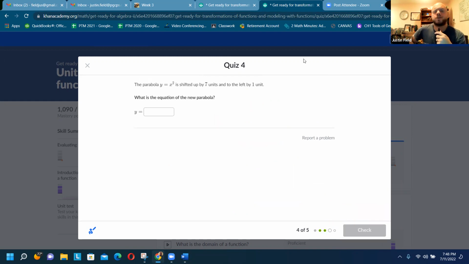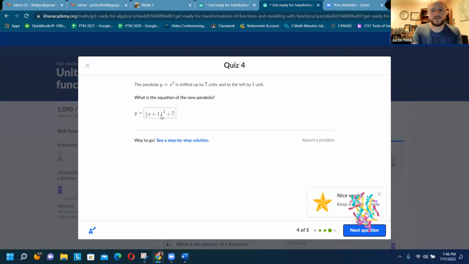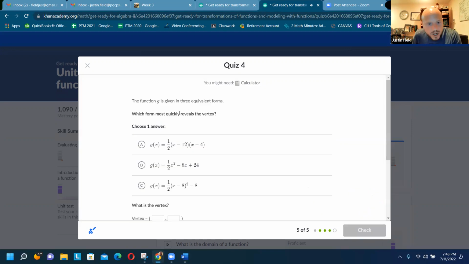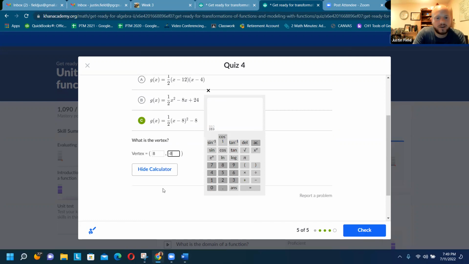The parabola y equals x squared is shifted up 7 and left 1. Okay, so I'm going to use vertex form. Is shifted left 1, so that's going to be (x plus 1) squared, and then up 7 means plus 7. Last question. All right, which form shows the vertex? So okay, so we want vertex form. That's right there. And what is the vertex? Okay, I'll do it. (8, -8).